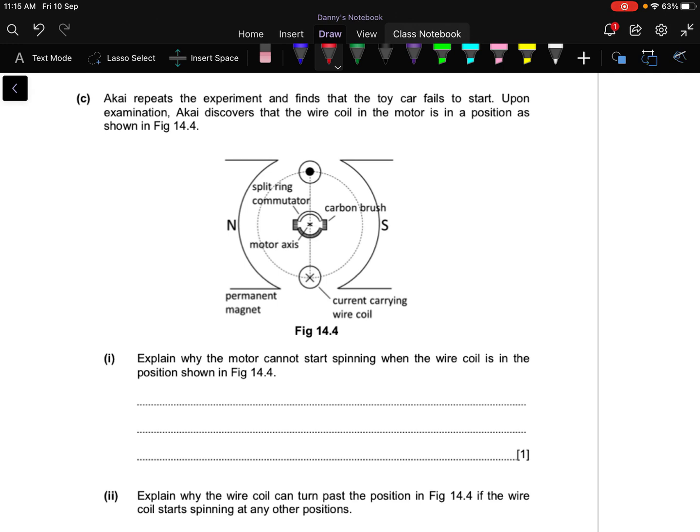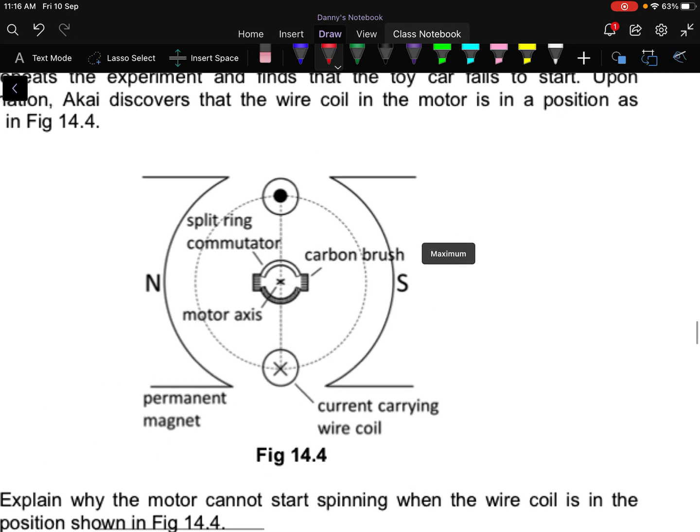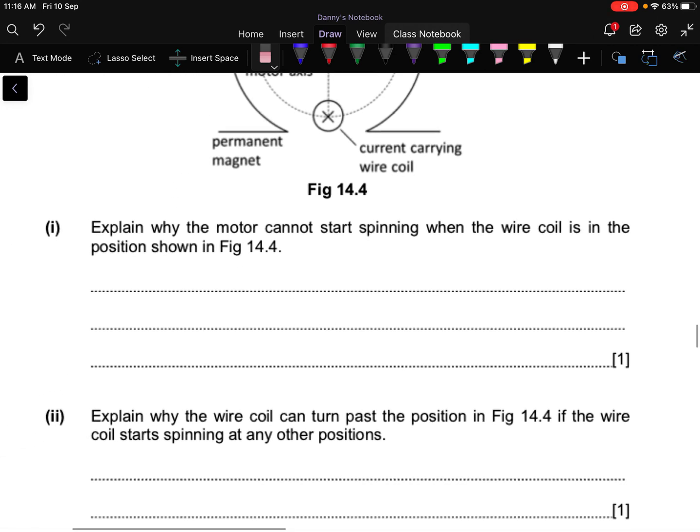Okay, moving on. For part C, I mix the topic a little bit and it becomes a DC motor question. So for DC motor question, I have some very good answers regarding part I. But before that, I just want to take the chance to clarify with you that for DC motor, the force acting on the wire is there. Okay, maybe not at this position. Okay, this position maybe you can argue that there's no force, or you want to argue that there is force.